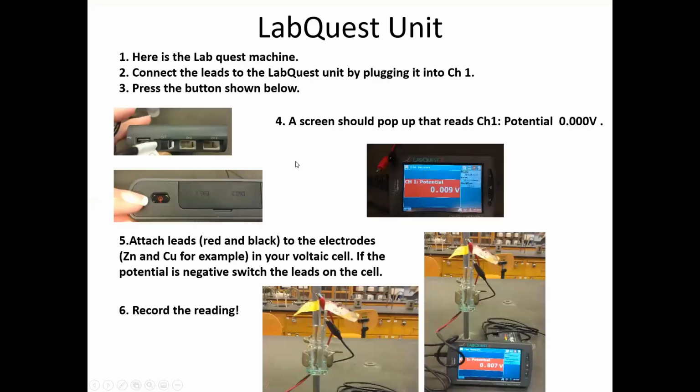So how do we measure the cell potential? It's quite straightforward. Just as with the digital multimeter, we plug in the probes. You can see the probe has one side that can be plugged into the LabQuest, and the other side has 2 alligator clips. Turn it on and clip the alligator clips onto the electrodes. Then we can take the digital measurement.